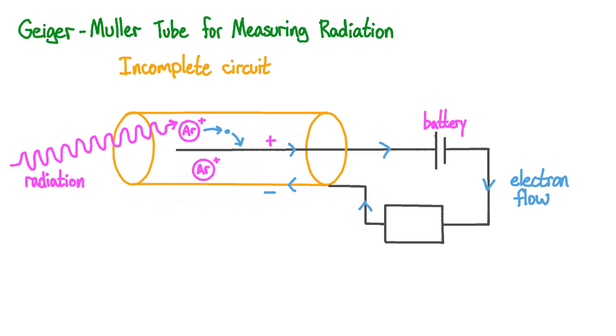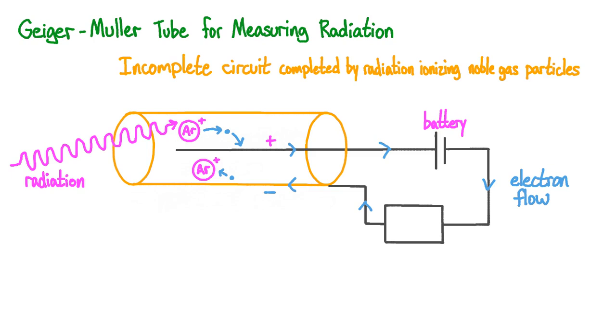The positively charged argon ions are attracted to the negative cathode. So at the cathode, the electrons that have flowed through the circuit eventually get donated back to argon ions, creating argon atoms once again. So, we've traced the circuit from beginning to end.